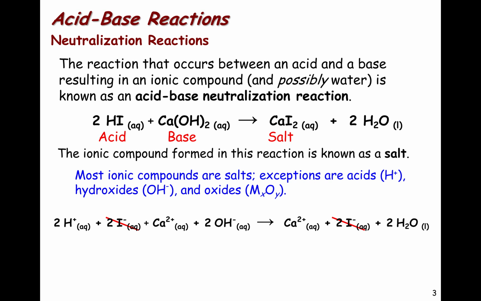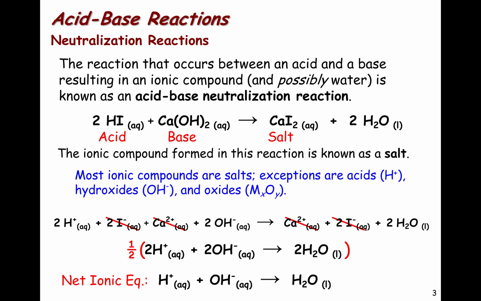So if we cancel out the spectator ions, which are the calcium and the iodide, we can then end up with our net ionic reaction, which if we then reduce this down to the lowest whole number ratio by dividing all the coefficients by 2, we can then end up with the same net ionic reaction as we had previously.